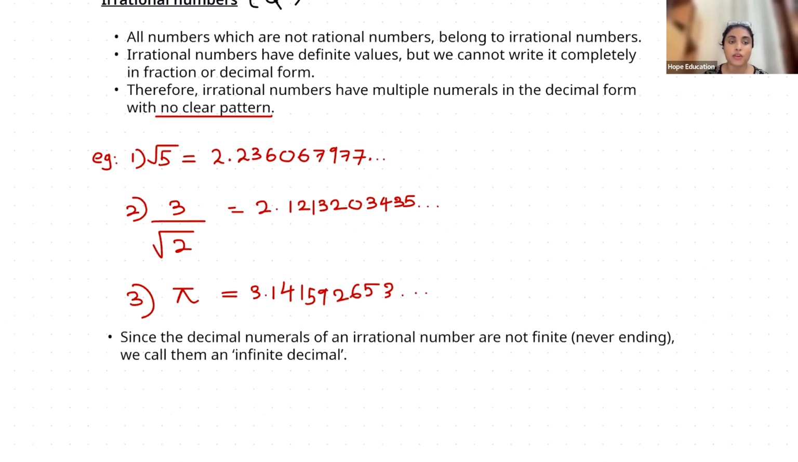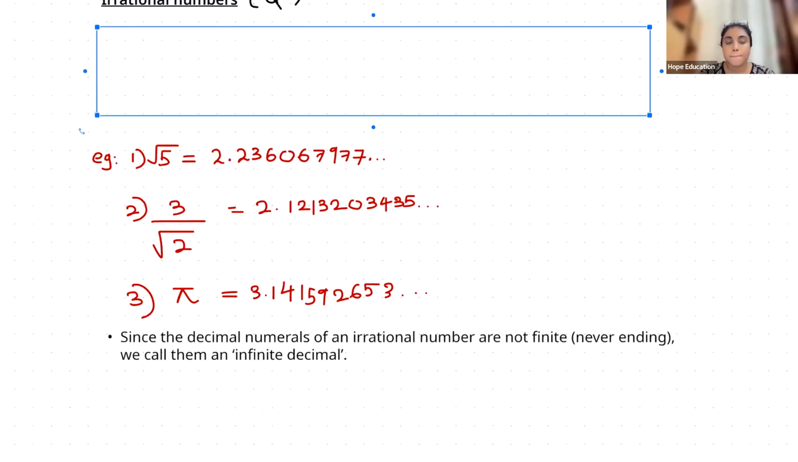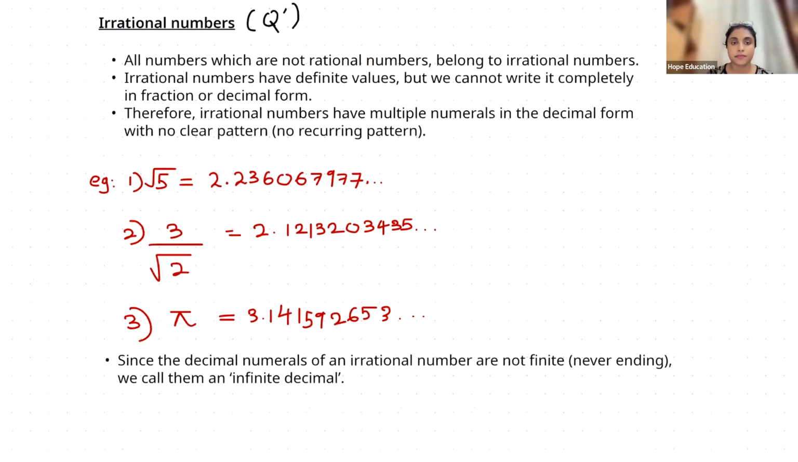One more thing that I want you all to add. In a bracket, on the third point, where we said blah blah blah with no clear pattern, I just want to add a few words within a bracket: no recurring pattern. Add this on this part quickly, and then keep writing.